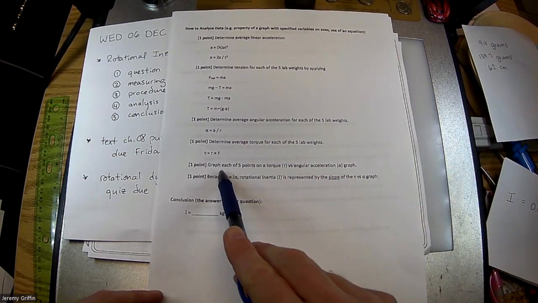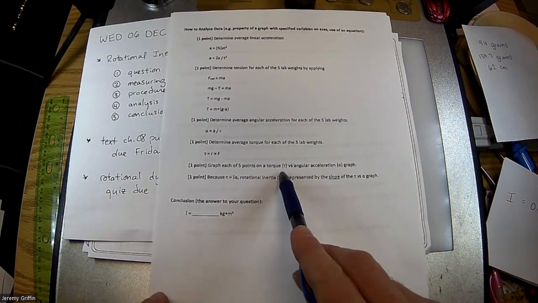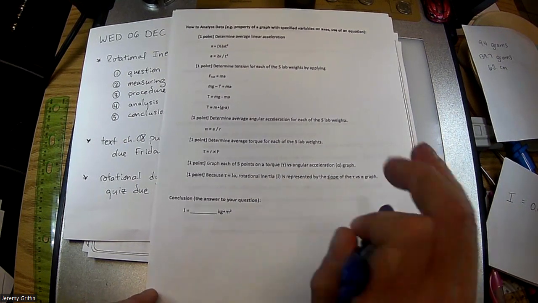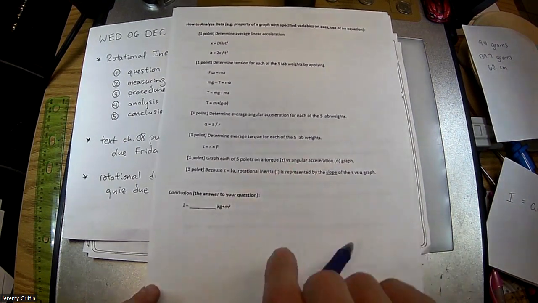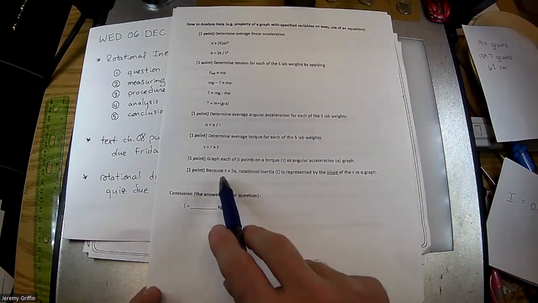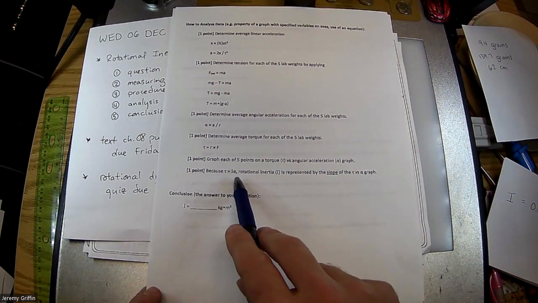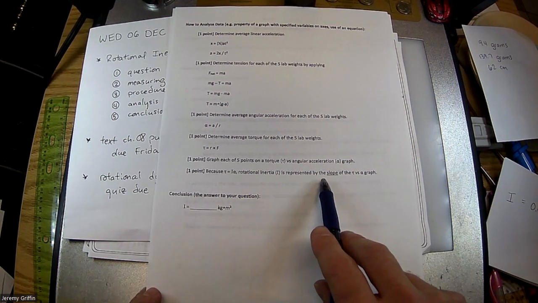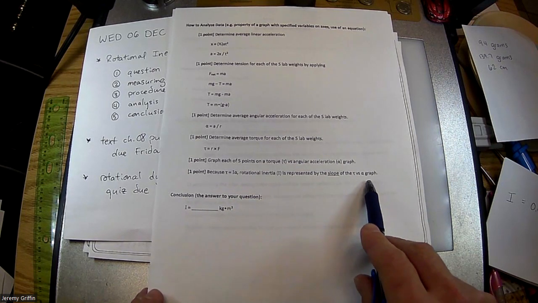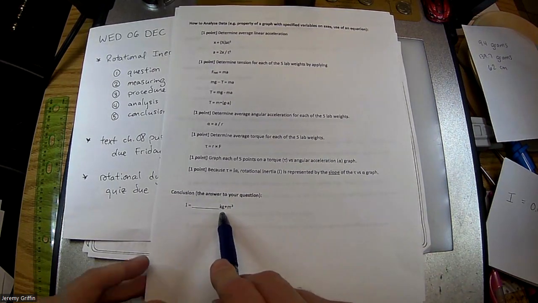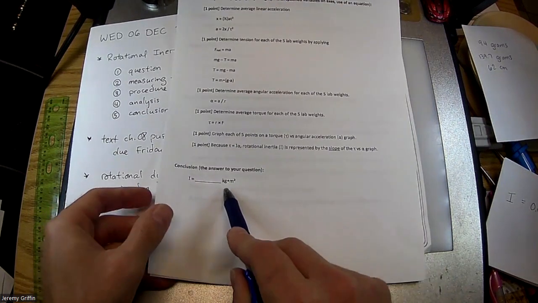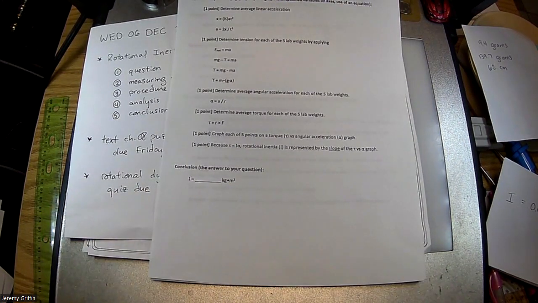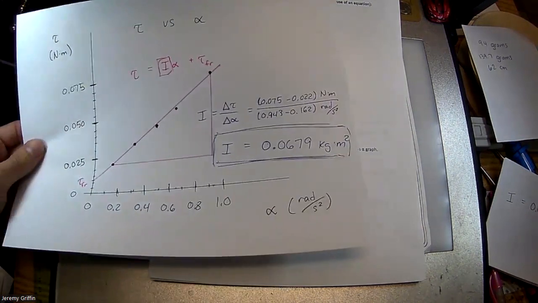Point number 11, graph each of the 5 points, torque versus angular acceleration, right? Tau versus alpha. And the last point, 12, because tau equals I times alpha, rotational inertia is the slope of torque versus angular acceleration. Conclusion, rotational inertia equals so many kilogram meter squared. And we got something about like that right there.